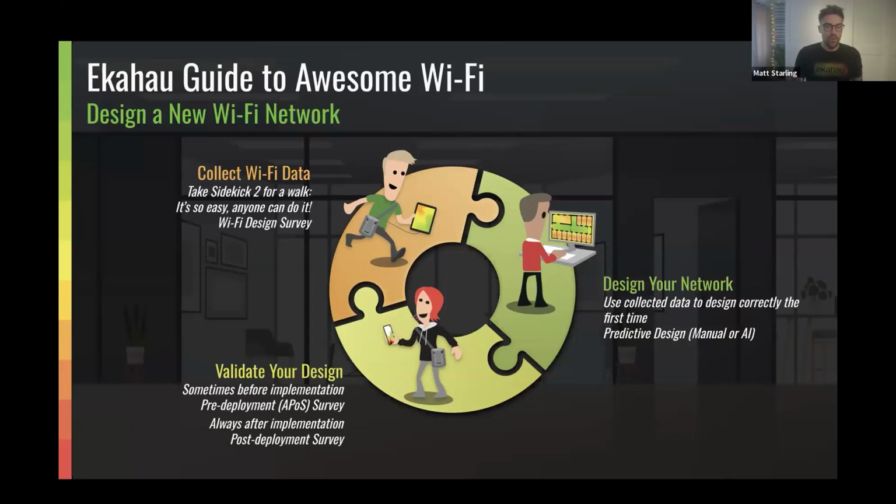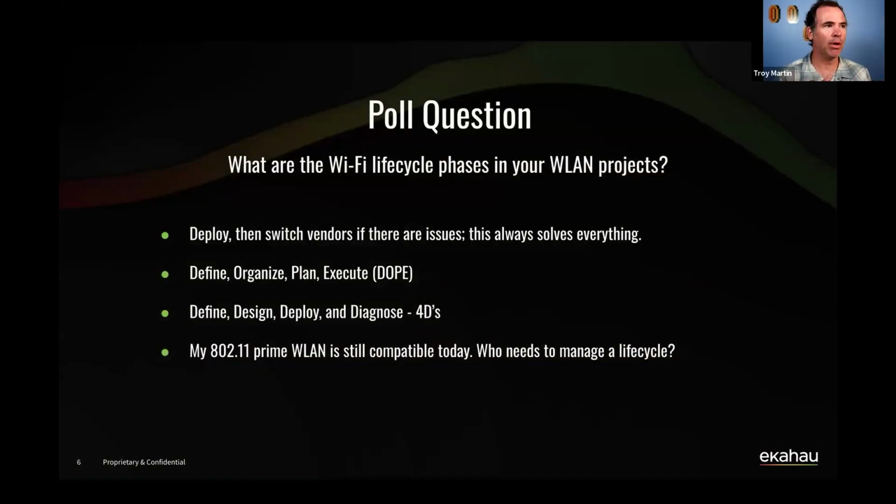And actually, we're going to kick off a poll question quite early on in the webinar series today, Troy. Yeah, so to get us thinking about this, just think about your Wi-Fi life cycles for your projects. And if you guys want to answer one of these four choices, as you go through the life cycles of your projects, right? Do you have a life cycle where you just deploy your wireless access points, and if you run into issues, do you just swap them out with a new vendor's platform, hoping that that'll fix everything? Or do you have more of a structured approach? You follow the four-step process of defining, organizing, planning, and then executing on all that work, right?